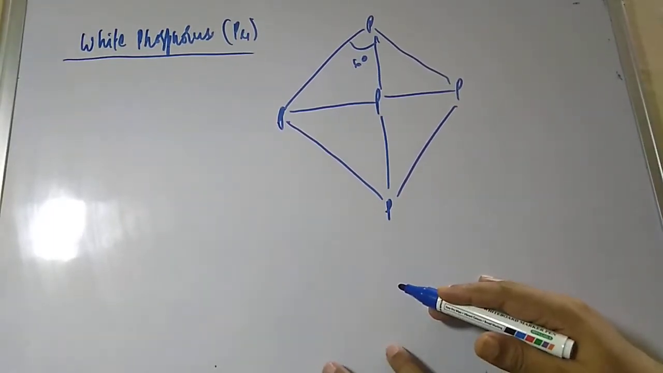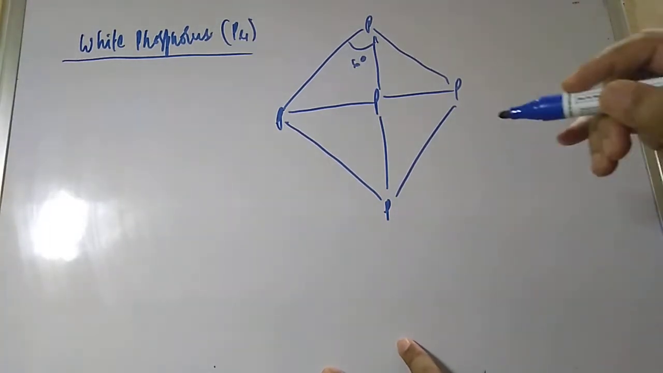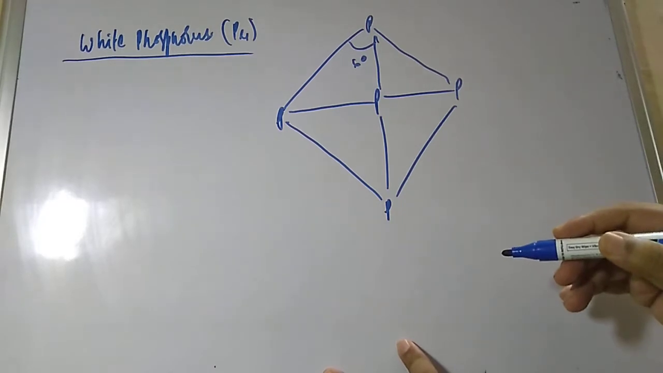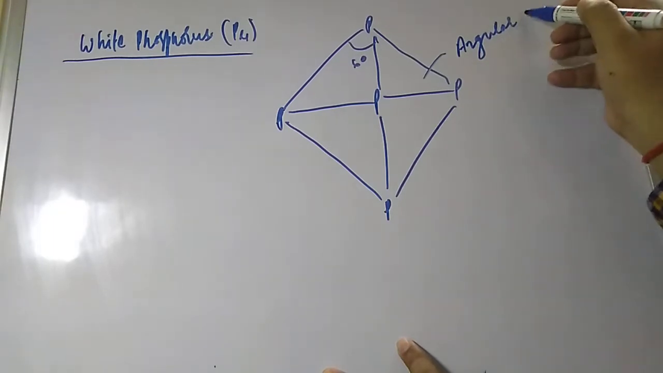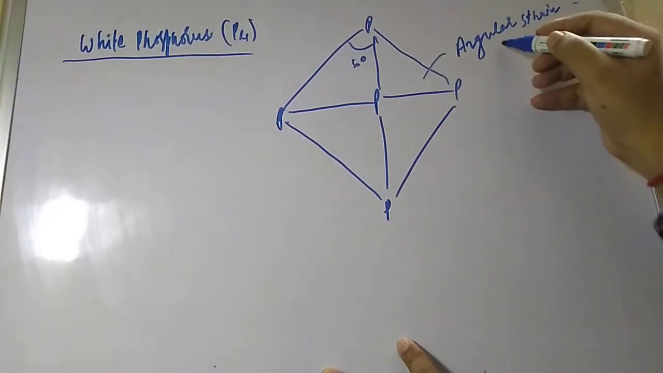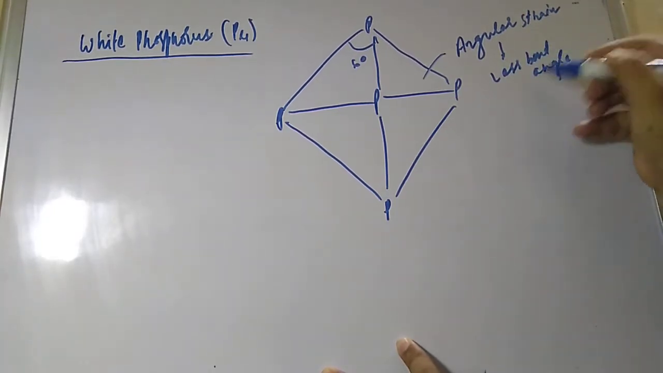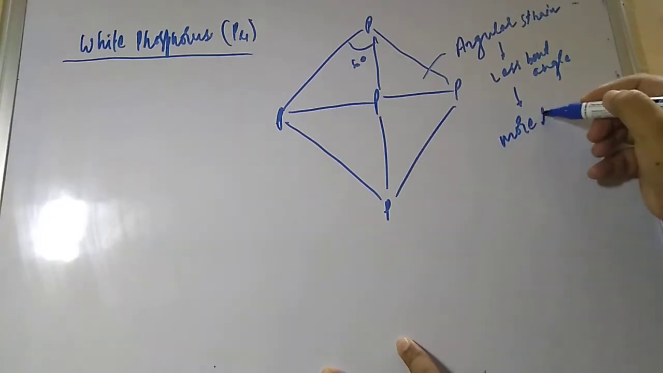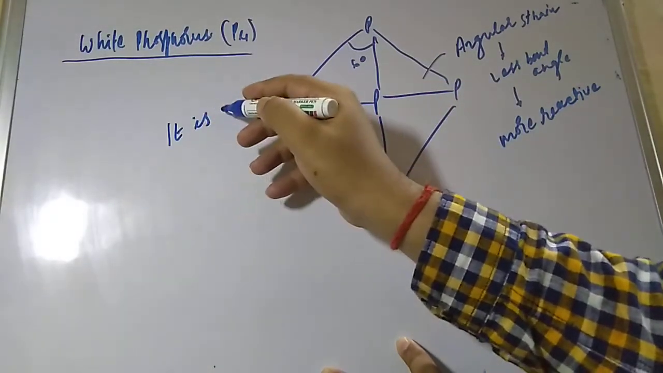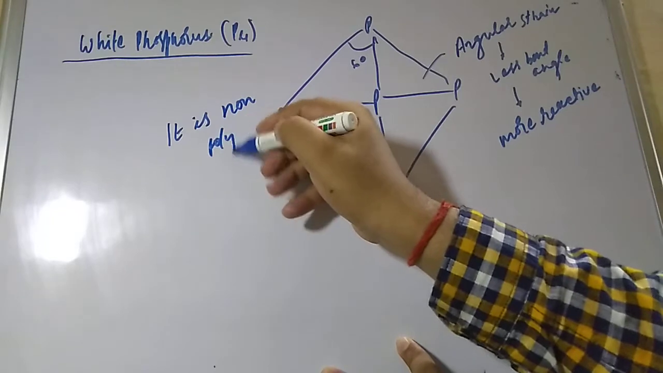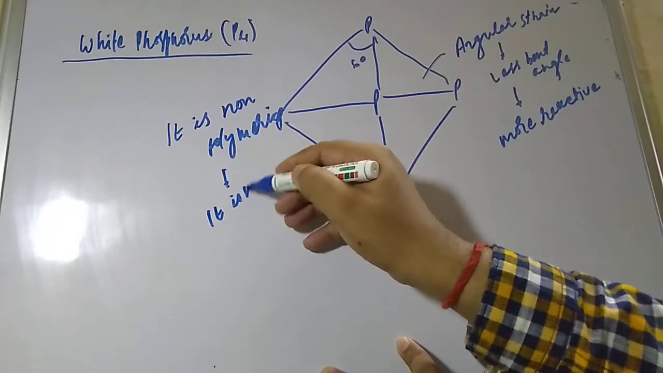When we study white phosphorus, firstly it exists in the form of P4, in which there is strain, angular strain. Because of angular strain, the bond angle is low, and less bond angle implies more reactive. Another thing is that it is not polymeric. It is non-polymeric, and so it is also more reactive.